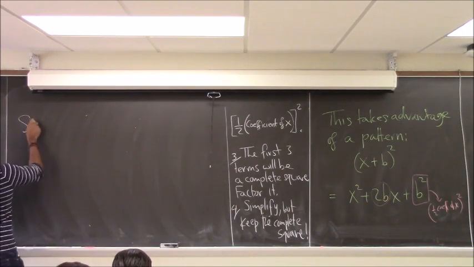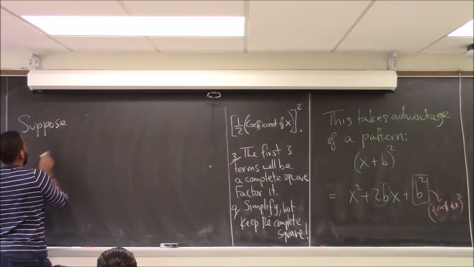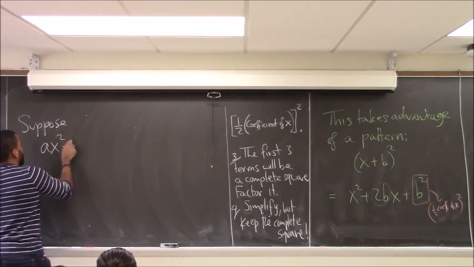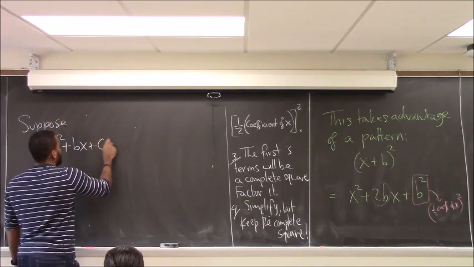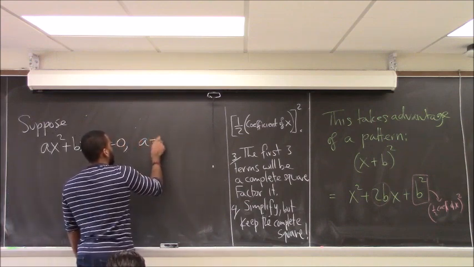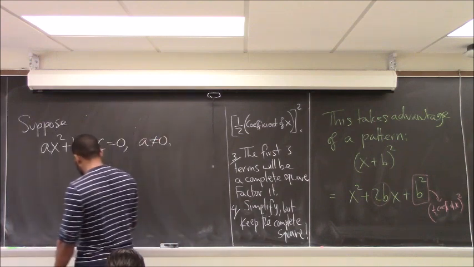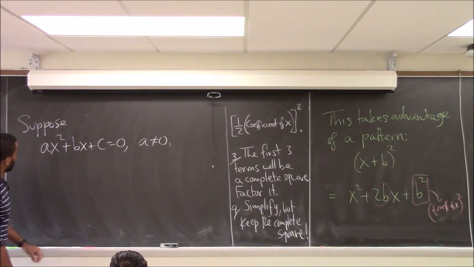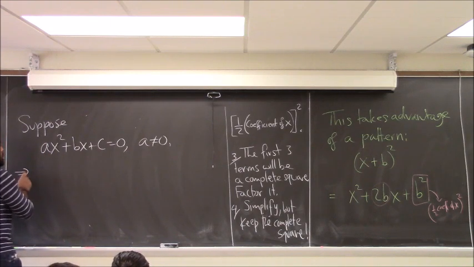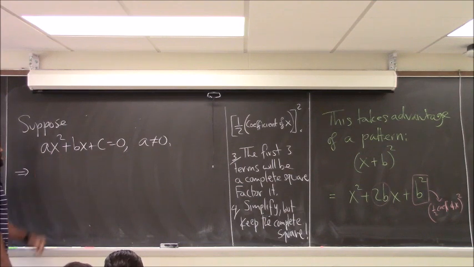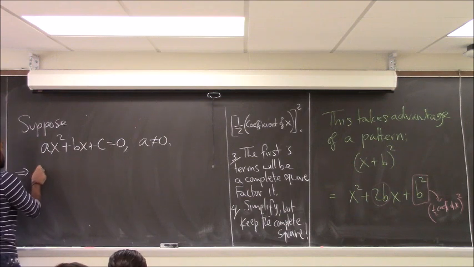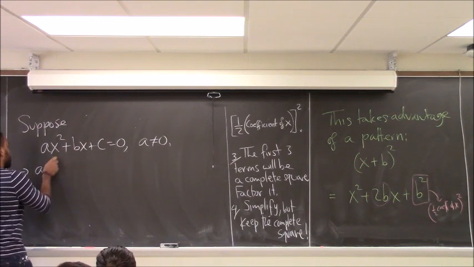Now, suppose ax squared plus bx plus c equals 0, where a is not equal to 0. So that is a quadratic equation. Now, just so that I don't have to worry about whether the coefficient of x squared is 1, because we need that to complete the square, I'm going to factor out the a.